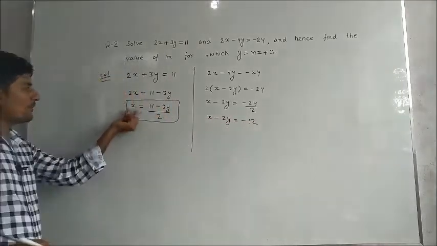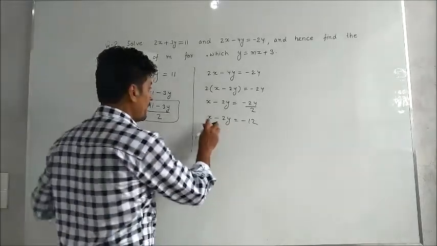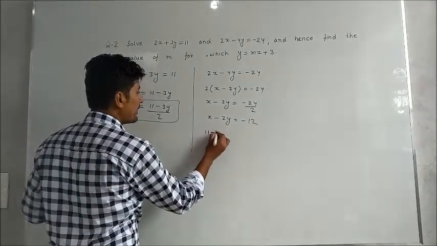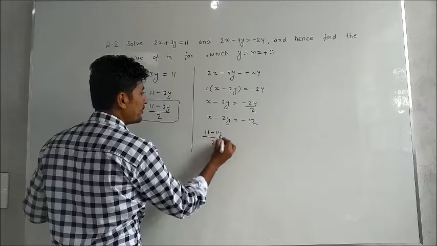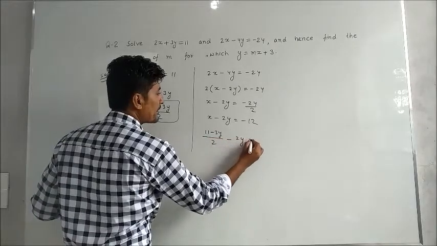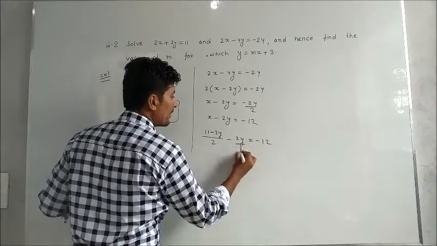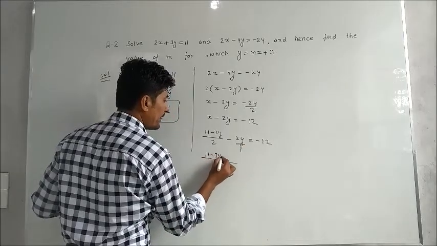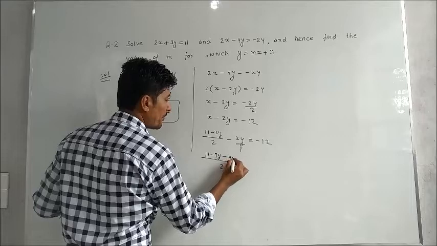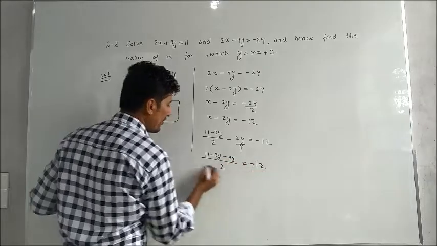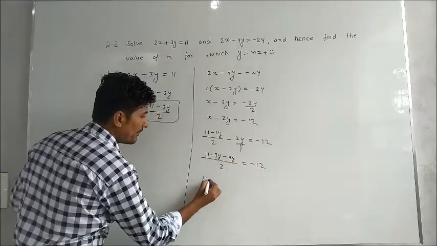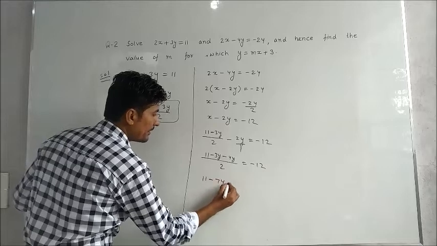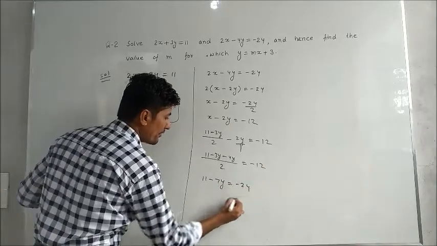Now we are going to put the value of x in this equation. Value of x is (11 minus 3y) divided by 2. Minus 2y will be as it is, equals to minus 12. Now here we can find out the LCM. 11 minus 3y minus 4y equals to minus 24.